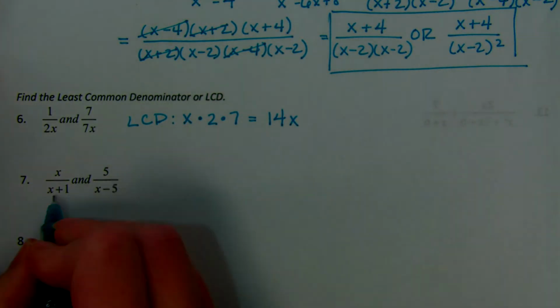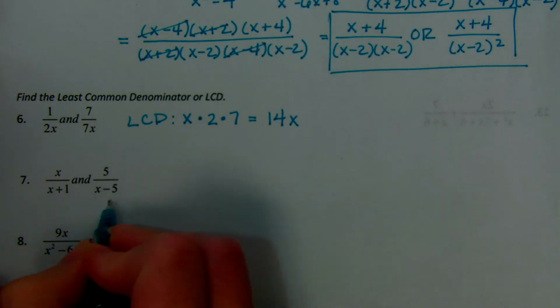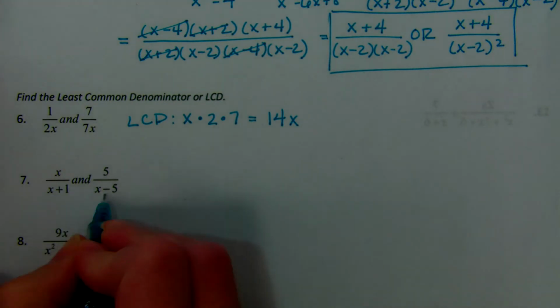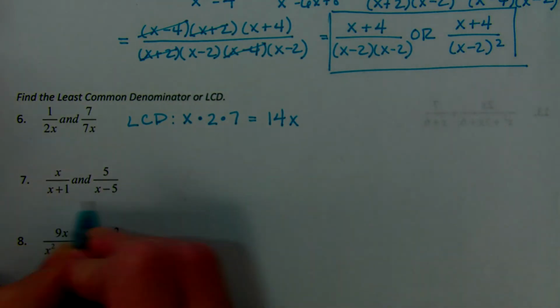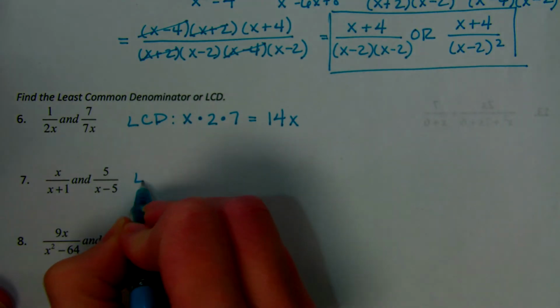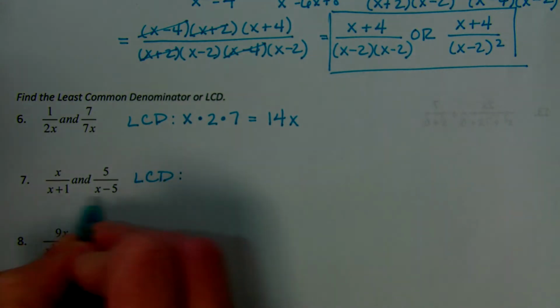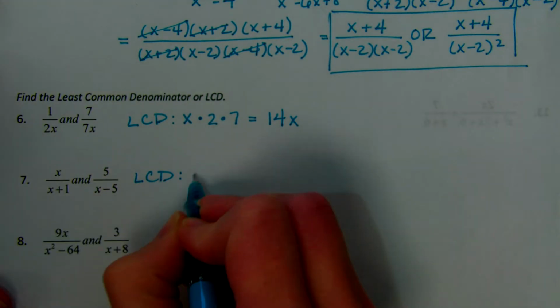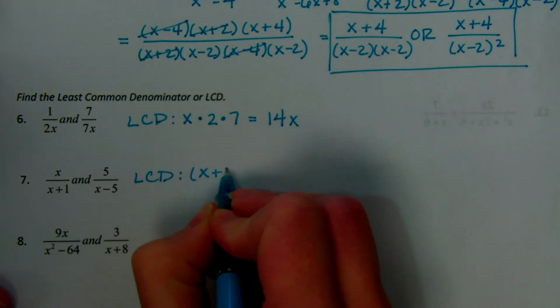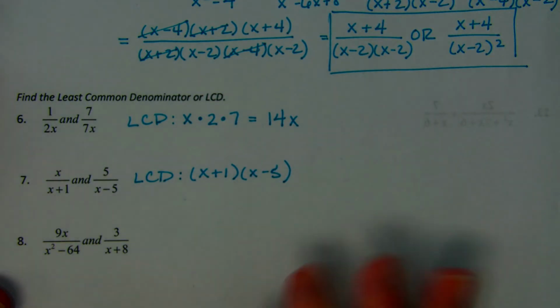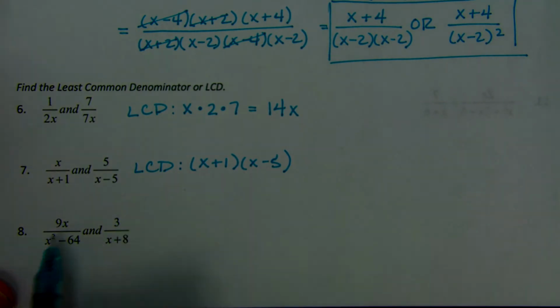All right, for this one, I'll look at my two denominators. They don't have anything in common. They both have x's. But remember, this x is tied to 1 and this x is tied to -5. We cannot separate them. They are stuck together. So that's two separate pieces, an x plus 1 and an x minus 5. So my LCD here is x plus 1 and x minus 5.